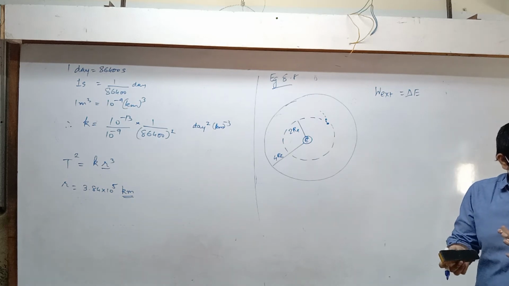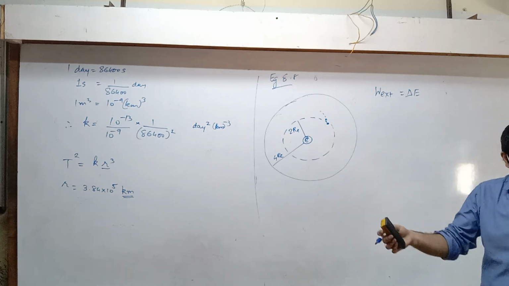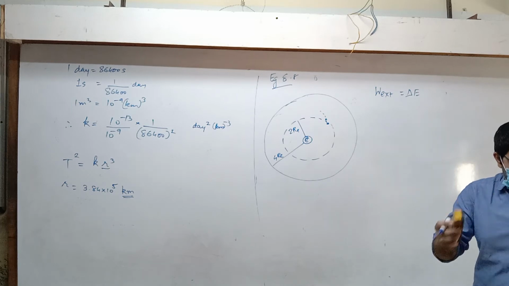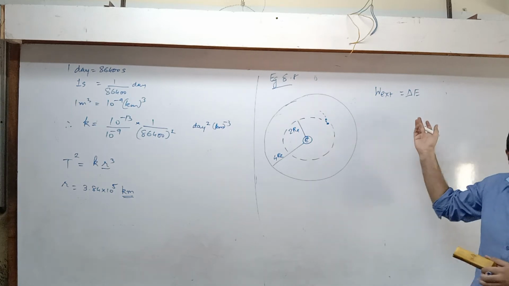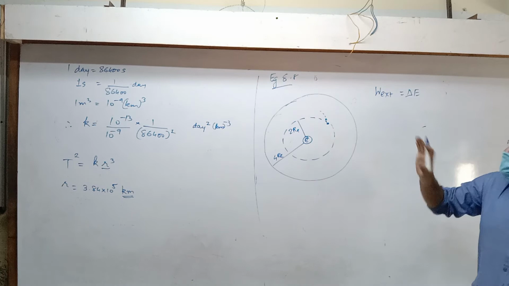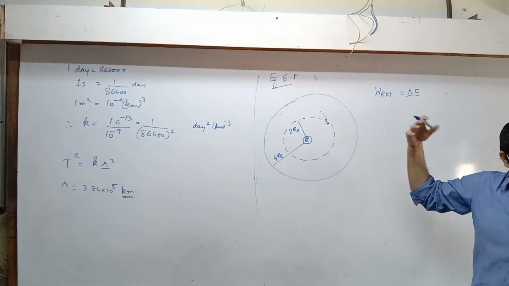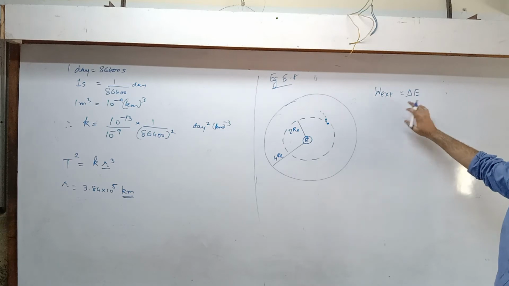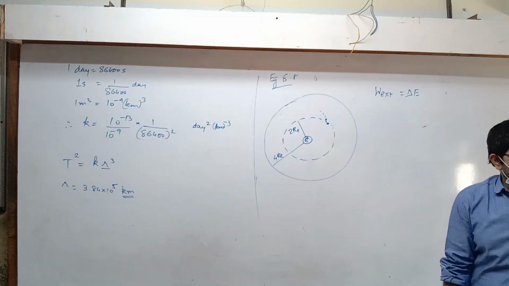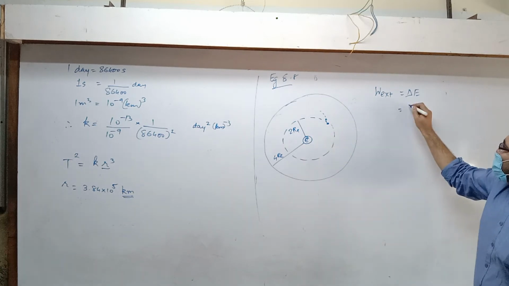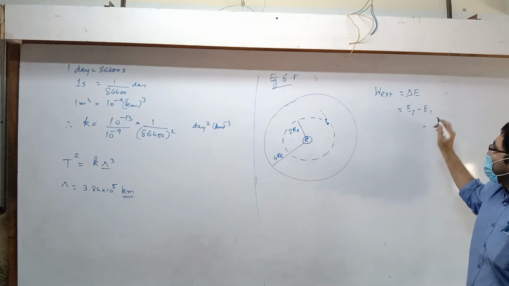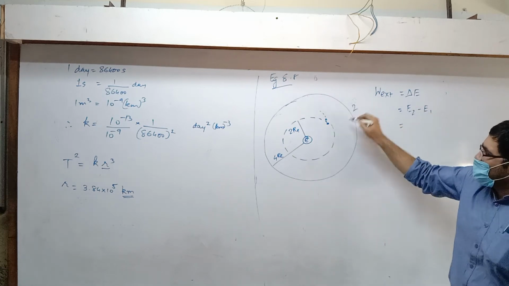Now it has to become 30. So how much is required to be given from outside? 20. How 20? Final minus initial. Got it? That is W external. That energy has to come from outside, from something else, not Earth, not the satellite. So W external equals delta E, so E2 minus E1.